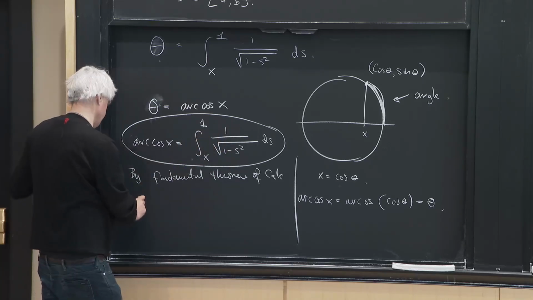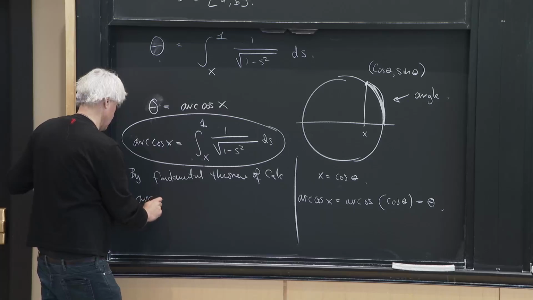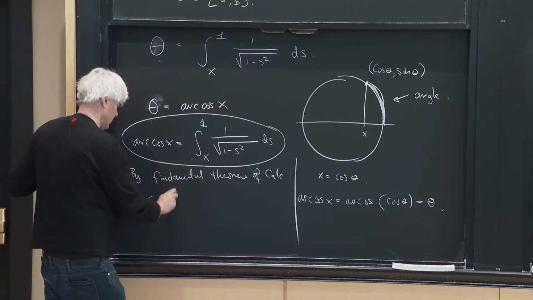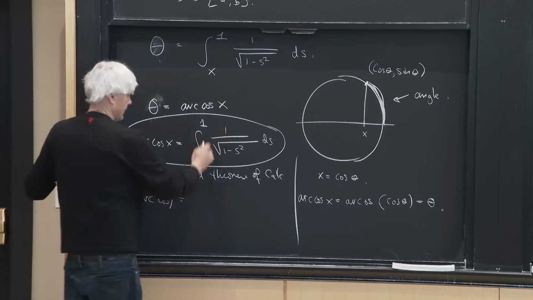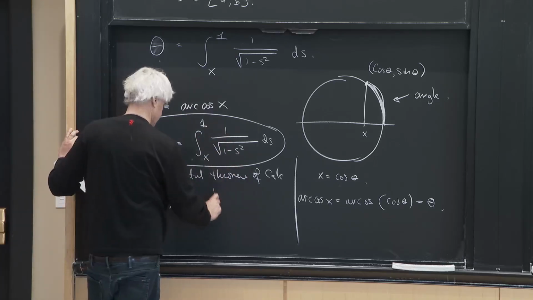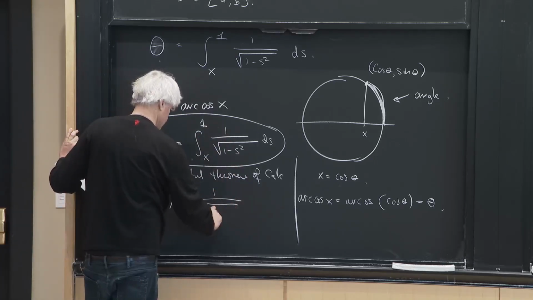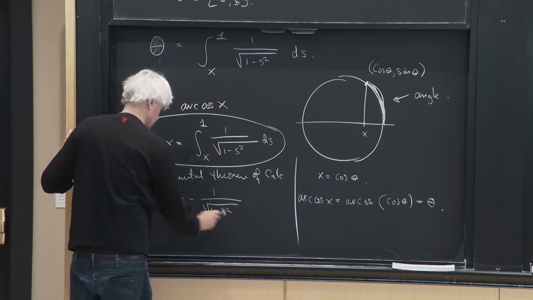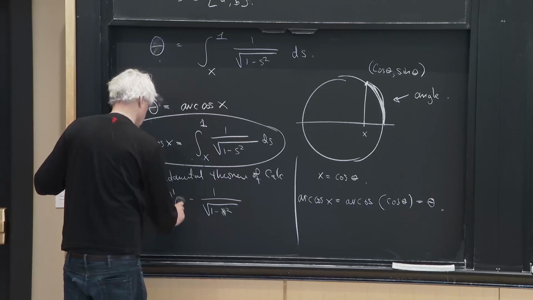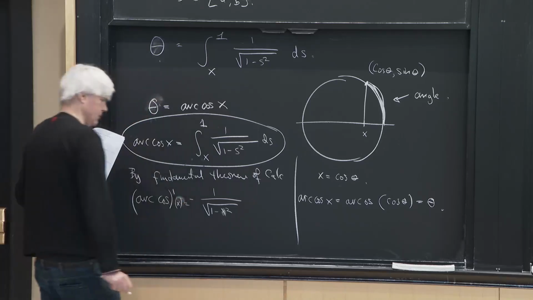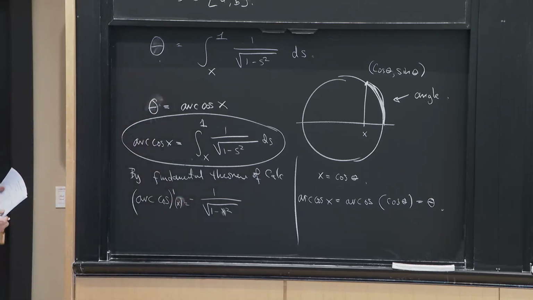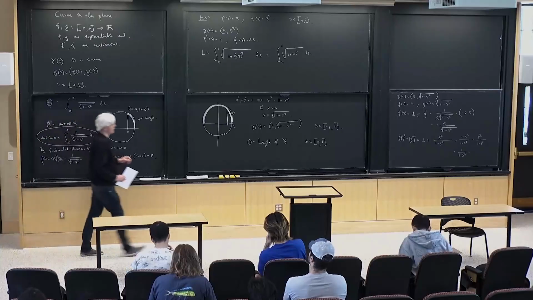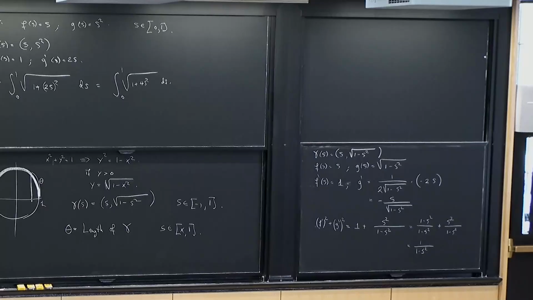Okay, let me explain that. From the fundamental theorem of calculus, the derivative of this function, I claim, is minus this thing here, evaluated at x. This is the arc cosine at x. Okay, so now let's just see why this is the case.